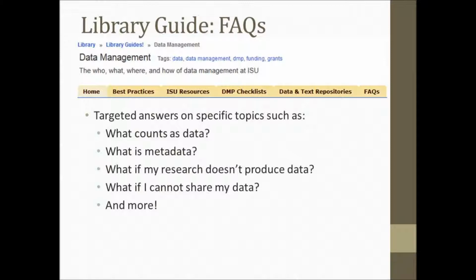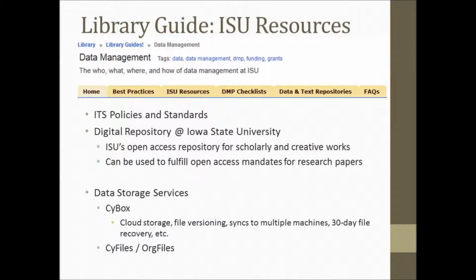So what ISU resources are available? We do have links to the ITS policies and standards. As I said, we have the Digital Repository at Iowa State University, which is our open access repository, which has mostly text. It can be used to fulfill open access mandates for articles, but not data. There are data storage services on campus as well. I mentioned SciBox earlier. There's a link on the guide. I would really suggest checking it out. I linked to the ITS page about it.